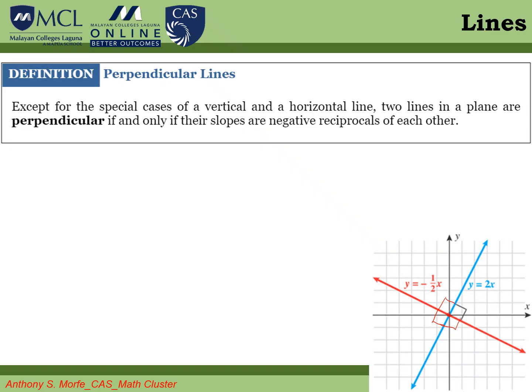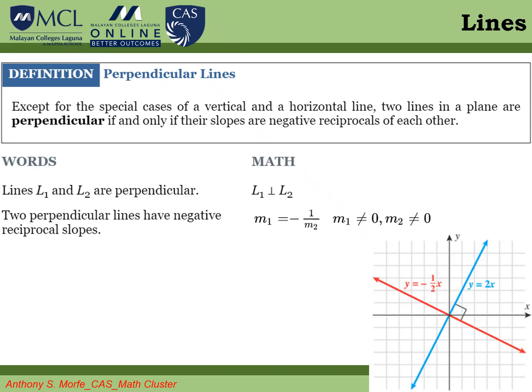Okay, so in words, class, when you say line 1 and line 2 are perpendicular, in mathematics this is represented by this expression. So L1, line 1, this symbol, class, is perpendicular. How to read this: line 1 is perpendicular to line 2.